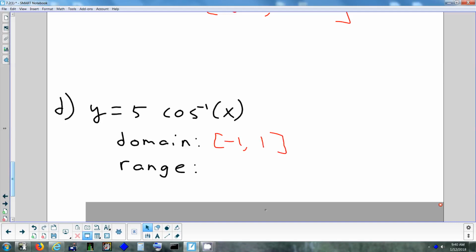Okay, range. Range is being multiplied by a factor of 5, stretching 5 times as much. Okay, now be careful because we're using a different function. What's our range for inverse cosine? 0 to pi. 0 to pi. So if you stretch that by 5, what would you get? 0 to 5 pi.